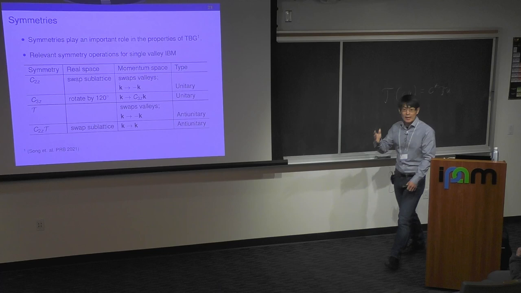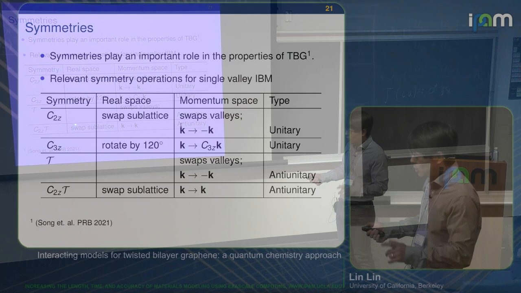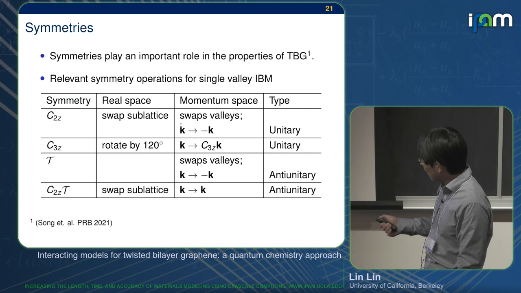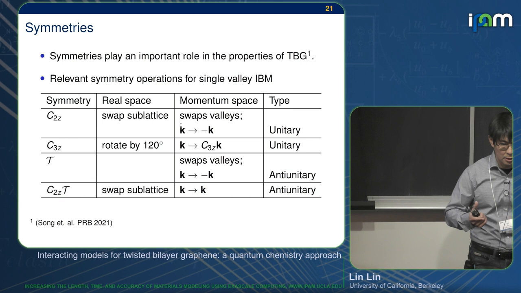Then you compose C2z and T together. You find that the sublattices A and B are still swapped. The valley is swapped twice, and therefore the valley becomes fixed. K you flip twice, and therefore K becomes K. So C2zT is a K-local symmetry, and it is also anti-unitary. This is the most important symmetry in this spinless, valleyless regime.